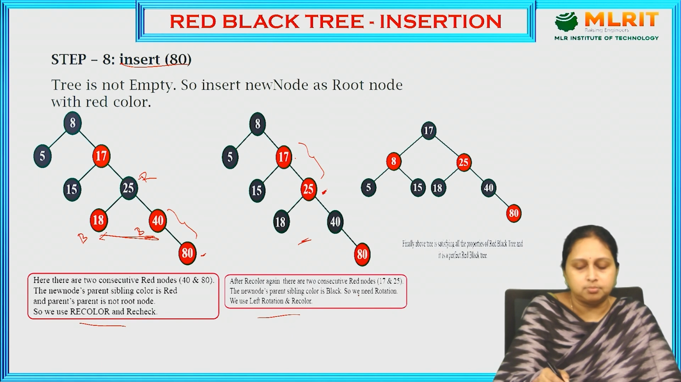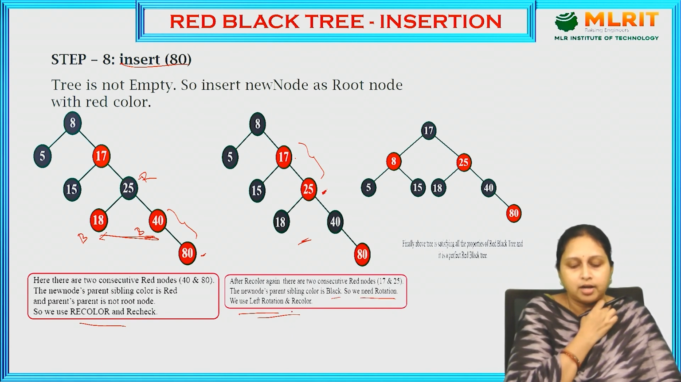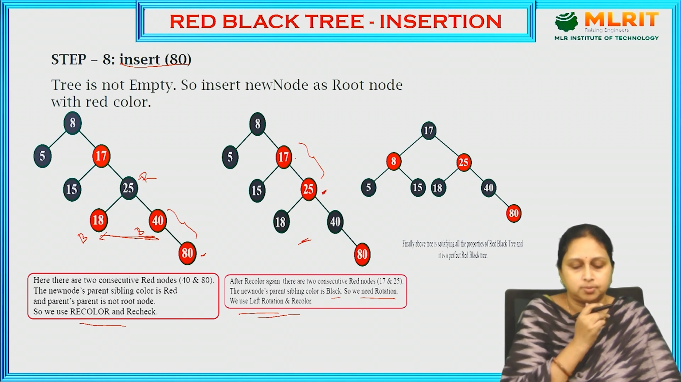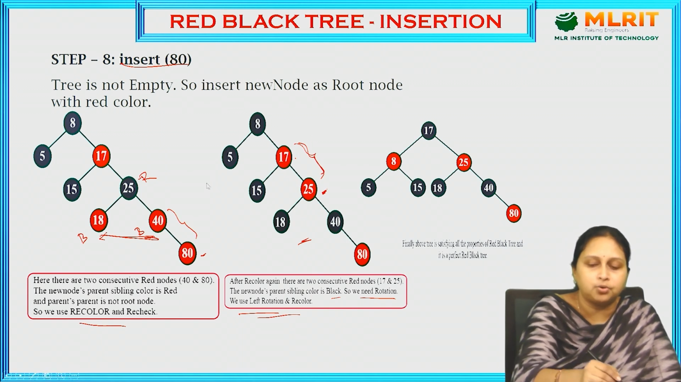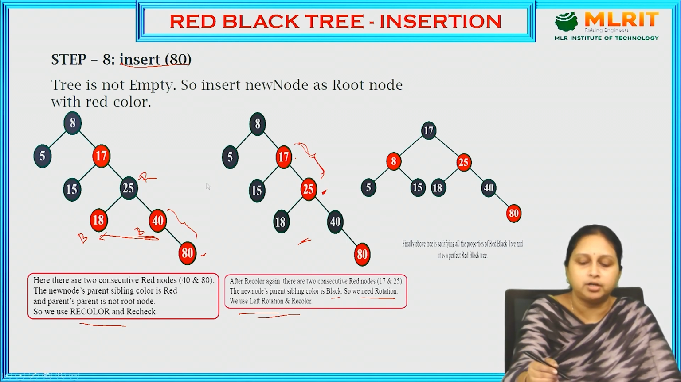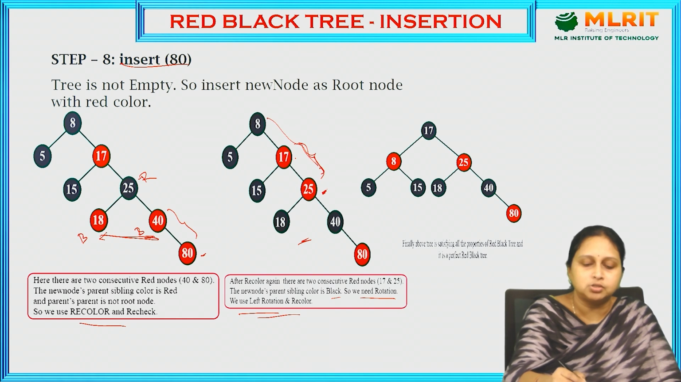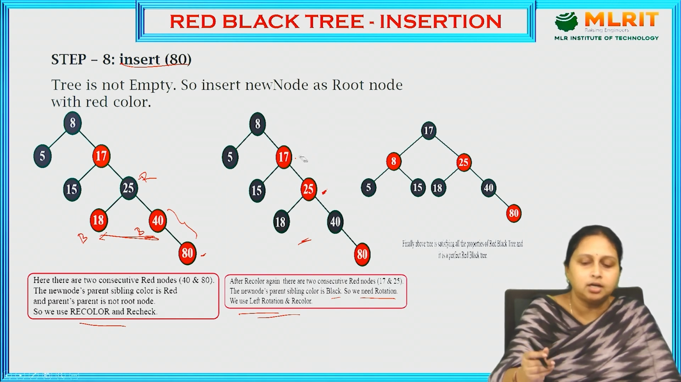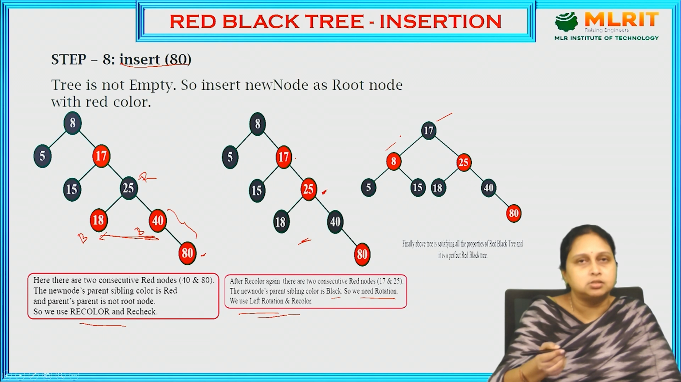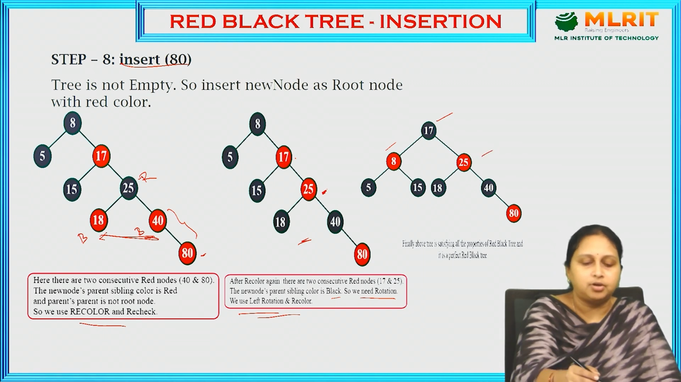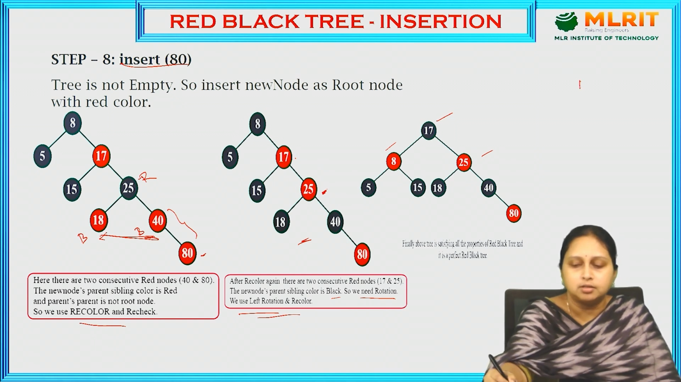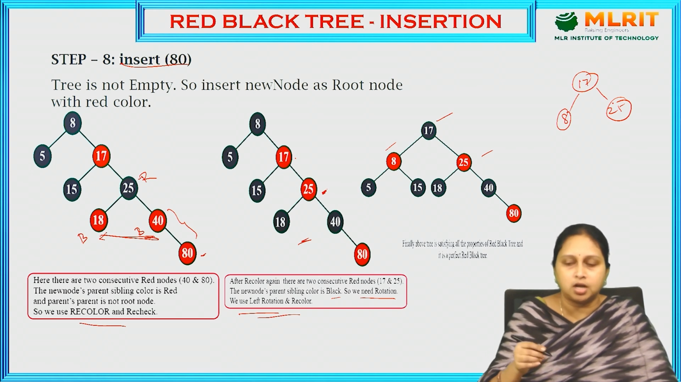Here the parent sibling is black, so we need to perform the rotation. We use left right rotation. Because of this black color, we need to perform the rotation on these three nodes. After rotating, 17 becomes the root node, 8 becomes the left child and 25 becomes the right child. 17, 8 and 25 are the main nodes that have been rotated.